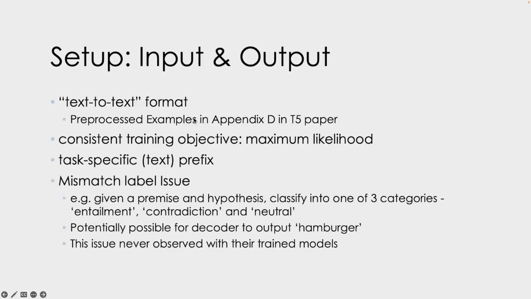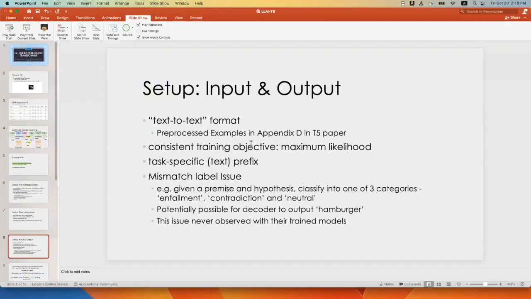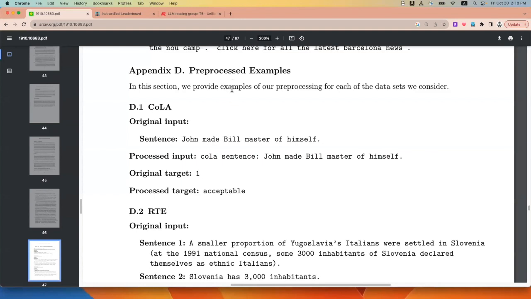So that's the datasets and the tasks, and then the input and output. As I mentioned, T5 uses a general text-to-text format for all different tasks. I want to give some examples from the original paper. This is the T5 original paper, and over here you can see how it formulates the input and output.